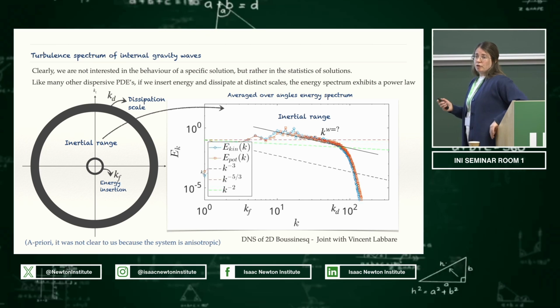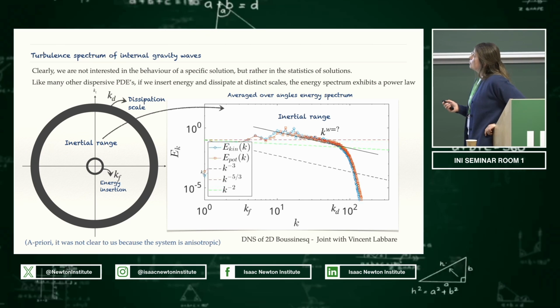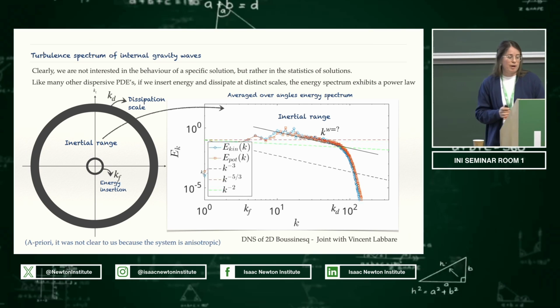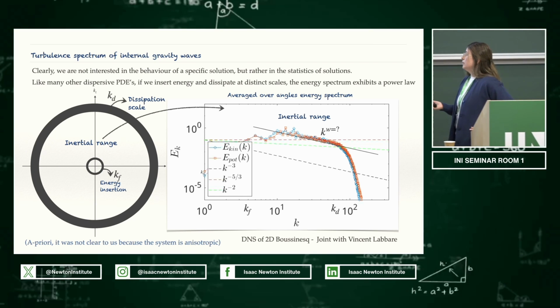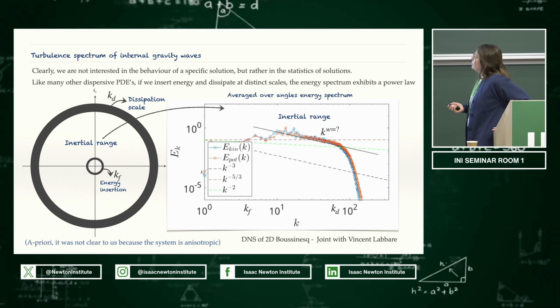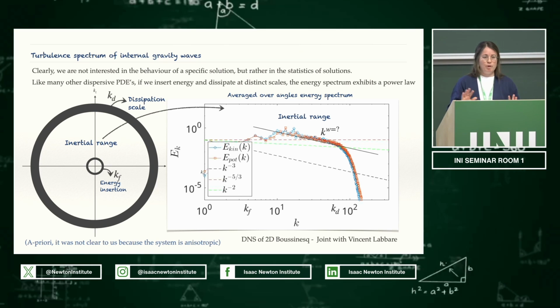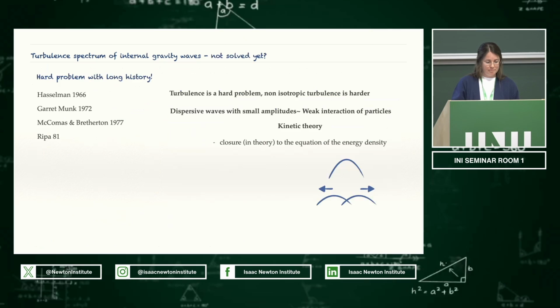So this system is not isotropic, but if you average it over angles and you look at the spectrum, it clearly has some power law, and we would like to compute this power law. And these are preliminary results of direct numerical simulations joint with Vincent Lavelle. And it's important to say that a priori, when we did this work, it was not even clear to us that we would have this power law. And we finished this work much earlier, before we started looking at direct numerical simulations, and we're glad to say that our theoretical prediction actually works.